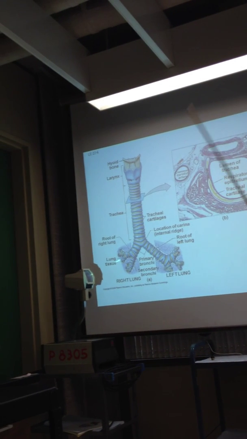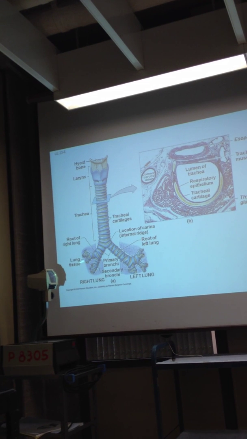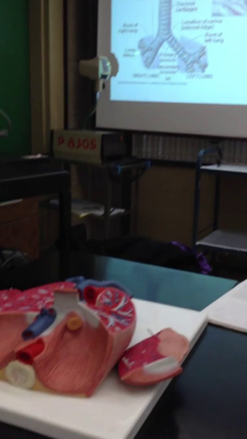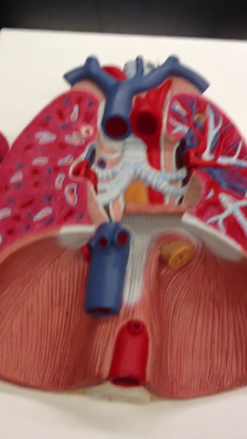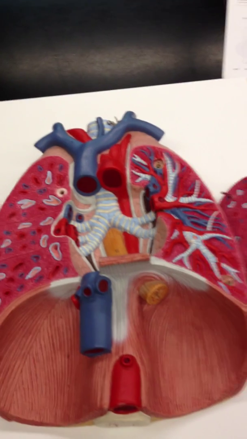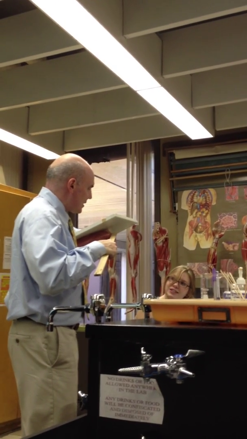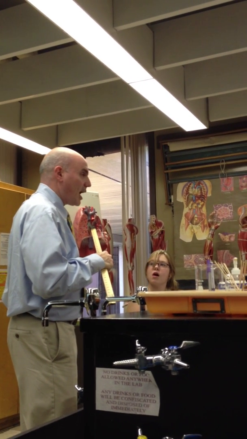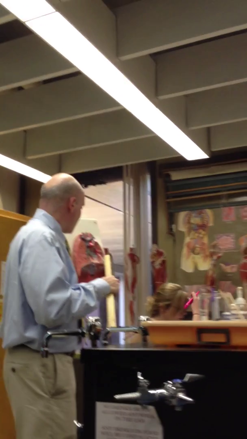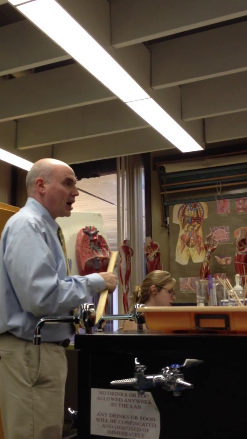So you could also be looking at your lung models. If you don't have the tree, you could be looking here at your lung models. You can see the trachea. Behind it, you can see the esophagus, the vertebrae. You can see the two bronchi, and they branch for the right and left lungs.